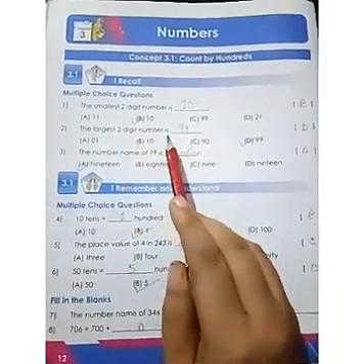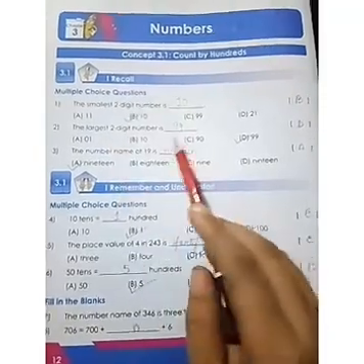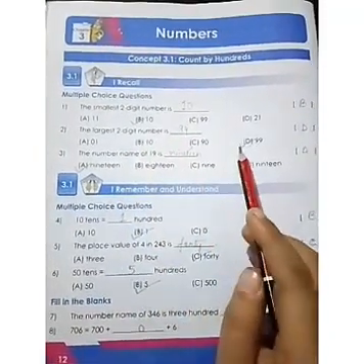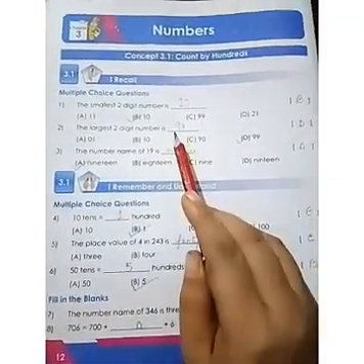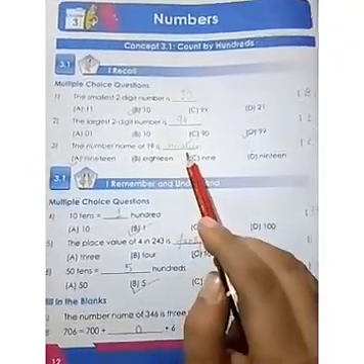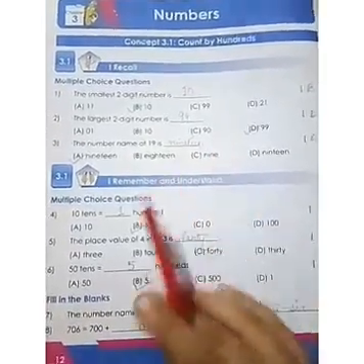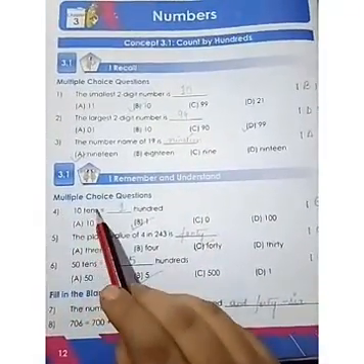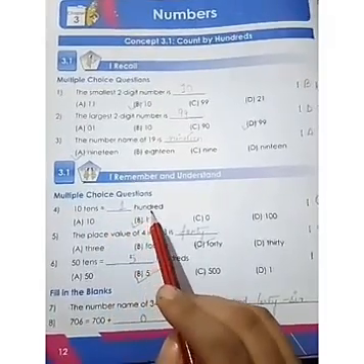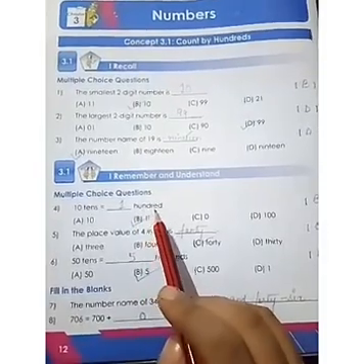The largest two-digit number is 99. So it is about the smallest and largest number. In the same way you have to give a tick mark, in the bracket you have to write the answer, and write the answer in the blank. The number name of 19 is N-I-N-E-T-E-E-N, nineteen. Question number 4. 10 tens equal 100. Okay, so 10 times 10 we get 100.